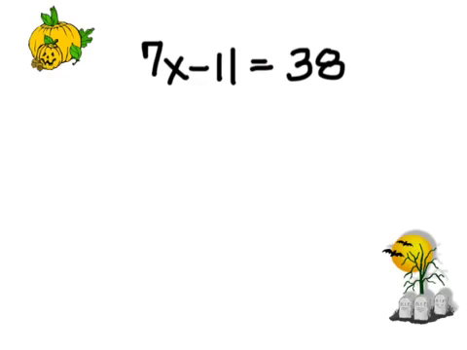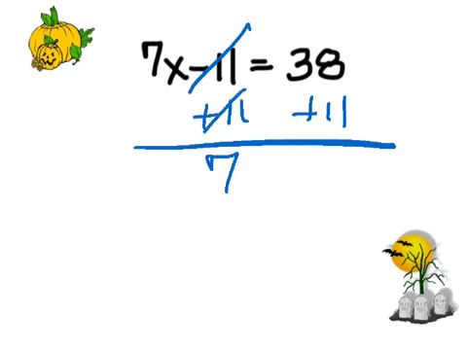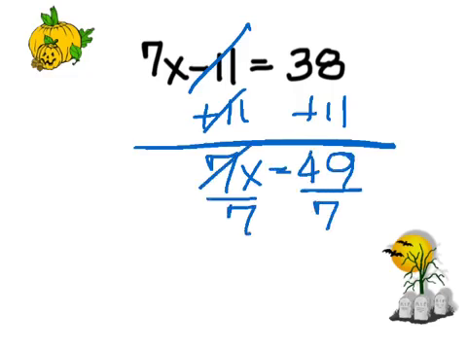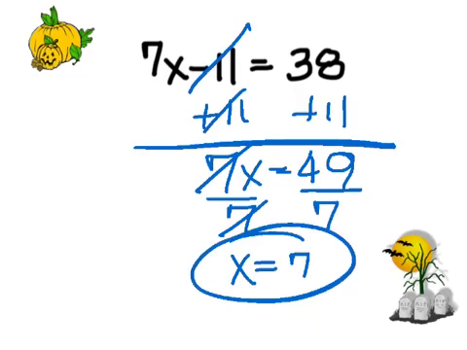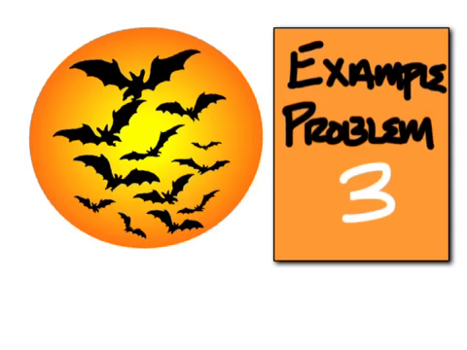Bonus problem number 2. You should add 11 to both sides. These cancel, and then you have to divide both sides by 7 to get an answer of 7.